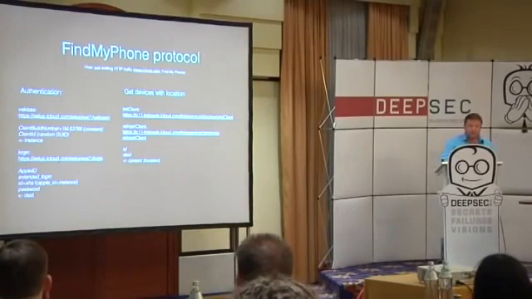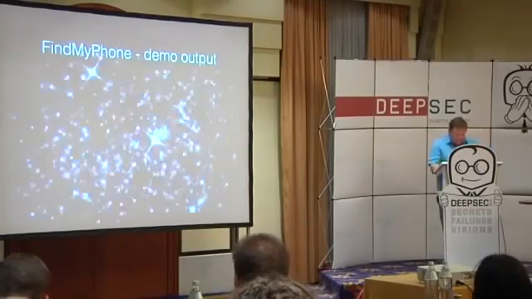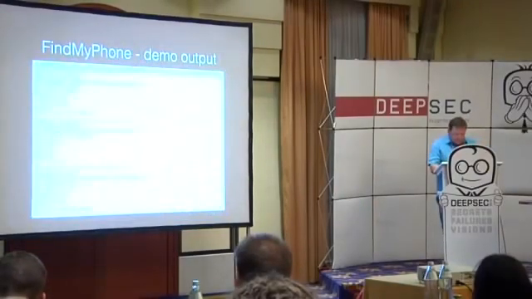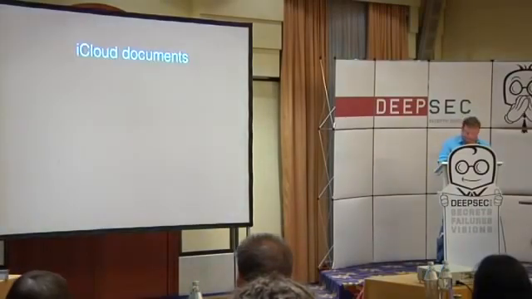But the device battery is used very intensively when getting the GPS location, so don't use it too often. Here is an example from the demo application we have written, which accepts just the Apple ID and password, and gets the list of all the devices and the exact location, the level of the battery, and the time when it was last seen on the network.